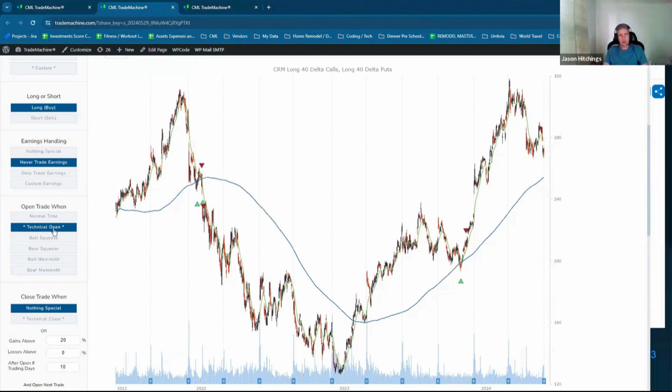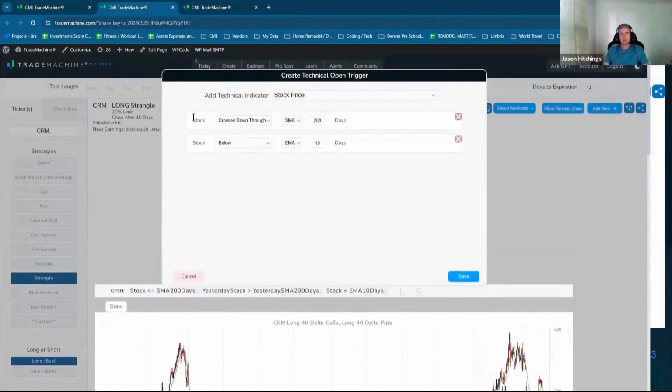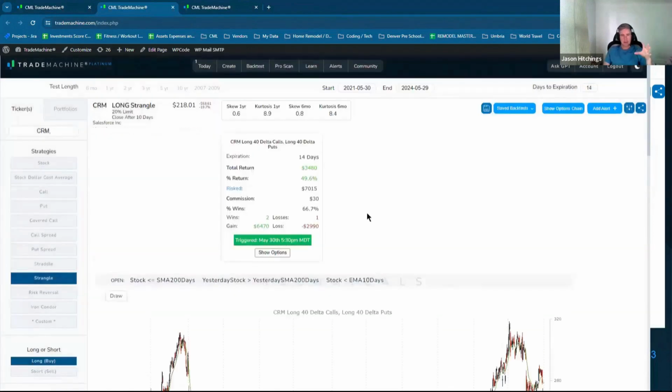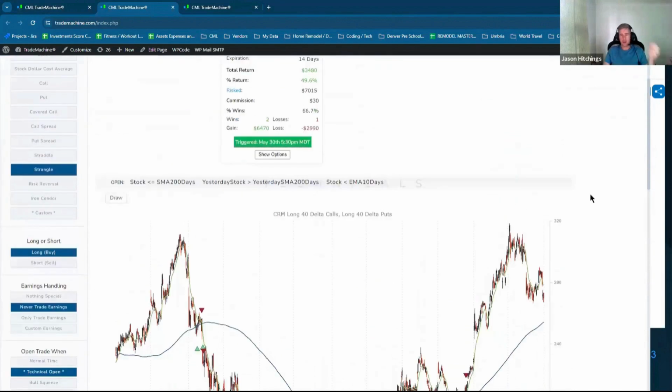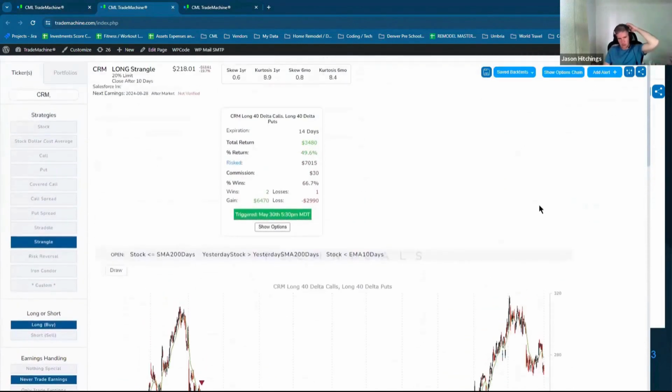It's a technical open. When I click the technical open, it says that the stock needs to cross down through the 200-day moving average. So the stock is moving in a downward trend, and the stock is below the 10-day exponential moving average. The exponential moving average just means you look at the data and give the more recent data more weight. So it's in a long term not doing that great, and in the short term also declining. That might seem like a stock you wouldn't want to trade, but this is a strangle, and so you do fine if the stock goes up or if it goes down.